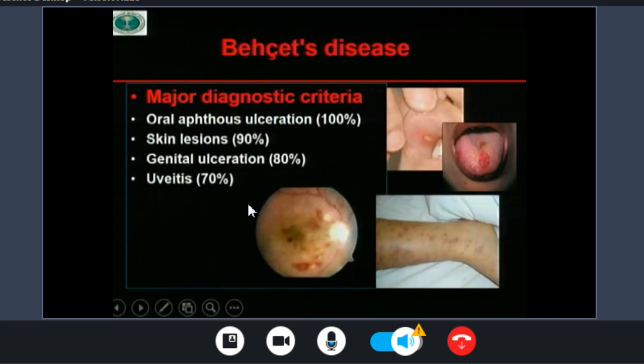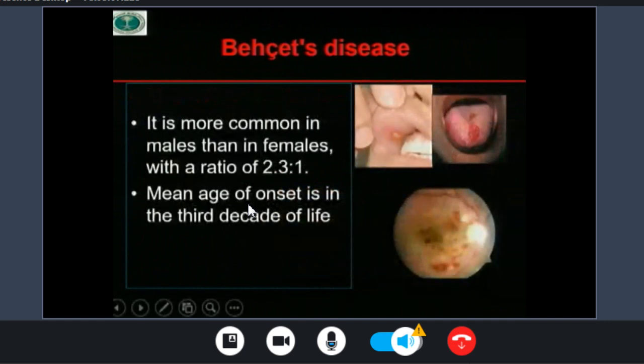Behçet disease is characterized by oral aphthous ulcers in 100% of the patients, skin lesions in 90%, genital ulceration in 80%, and uveitis in 70% of the patients. It is more common in males than females, and the mean age of onset is usually the third decade of life.